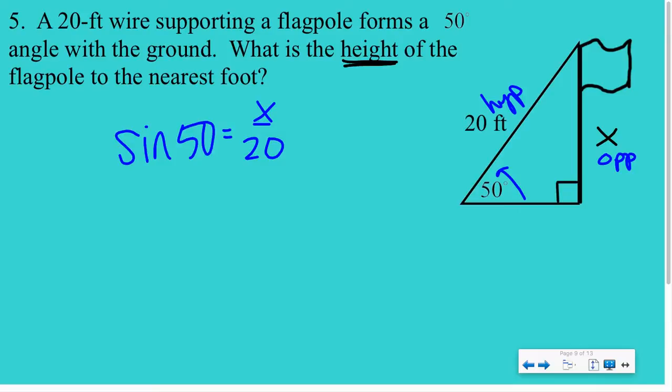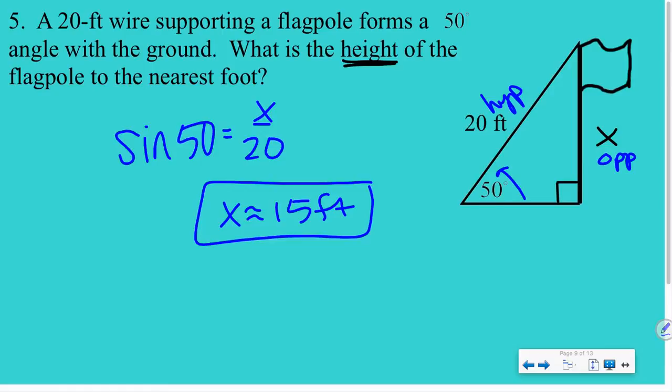What would you have to punch into your calculator to figure out what x is? Sine 50 times 20? Cool. Did you do it? Not yet. Do 20 times sine 50. 15.3. Good. So to your nearest foot? 15. Excellent. Should get about 15 feet for the height of your flagpole there. Read carefully. Try and remember your labels.